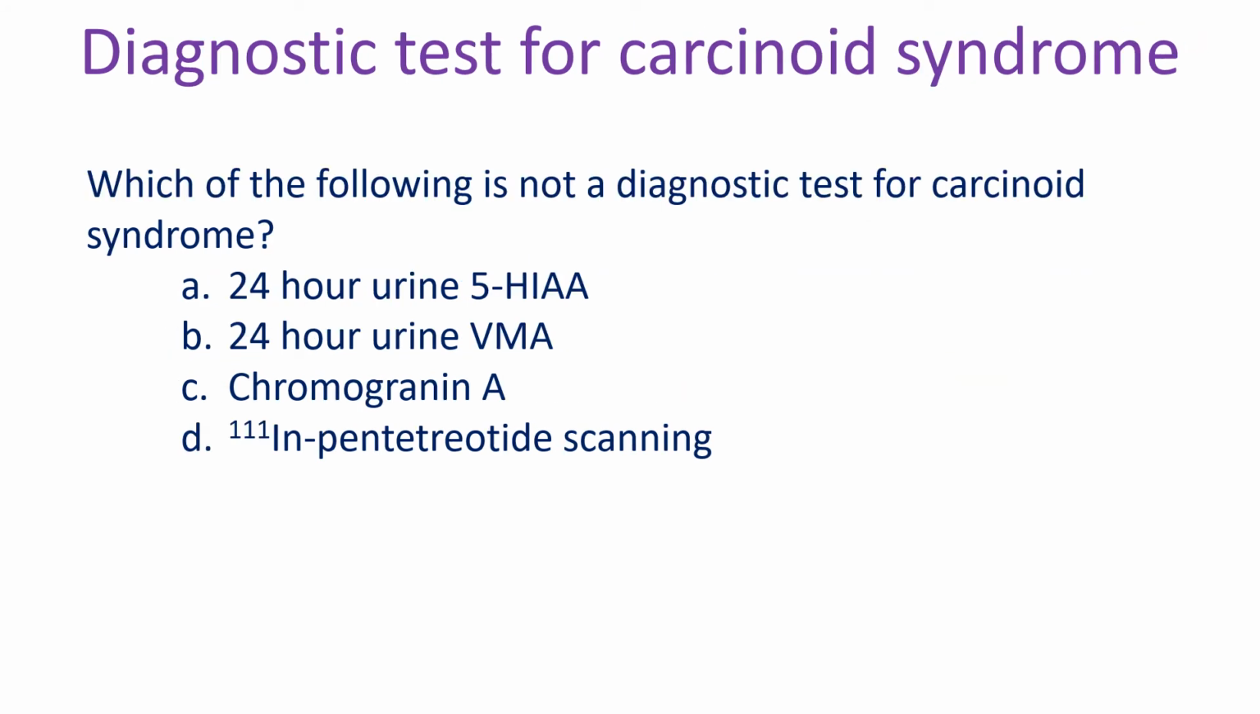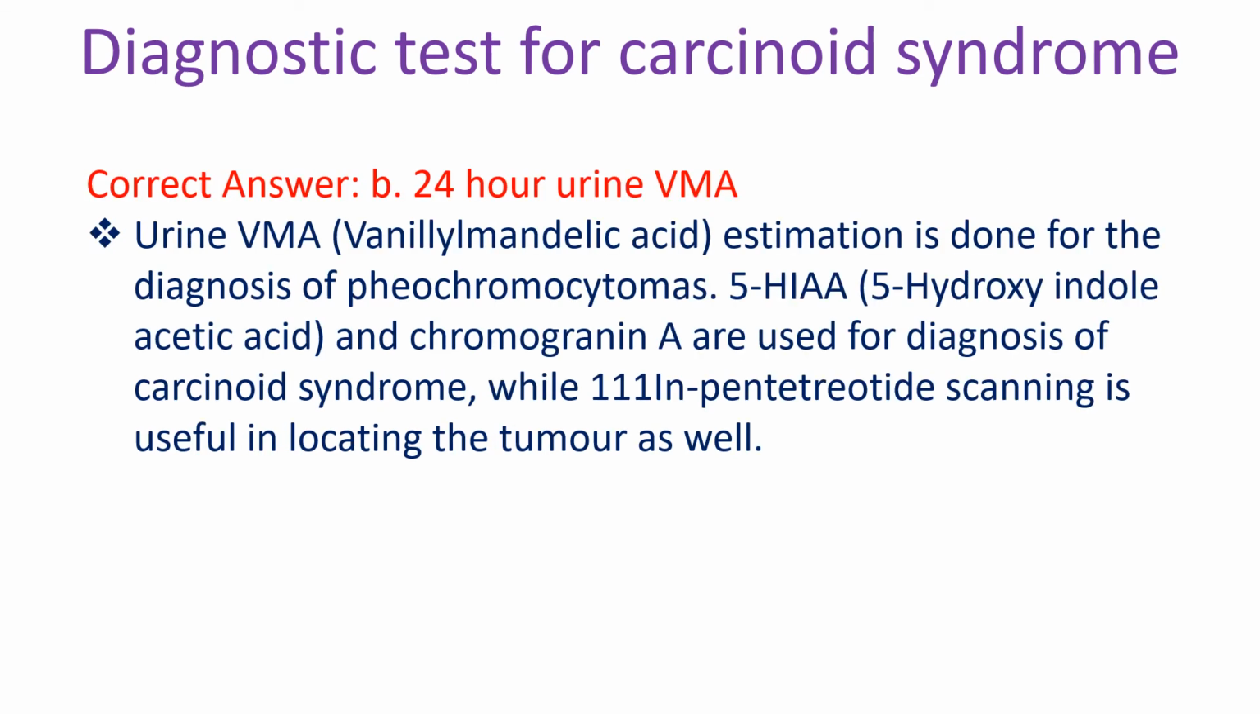Which of the following is not a diagnostic test for carcinoid syndrome? A. 24-hour urine 5-HIAA, B. 24-hour urine VMA, C. Chromogranin A, D. Indium 111 pentetreotide scanning. Correct answer B. 24-hour urine VMA. Urine VMA estimation is done for the diagnosis of pheochromocytomas.